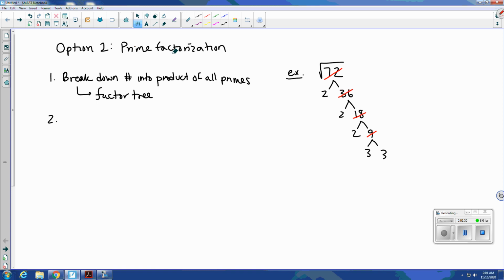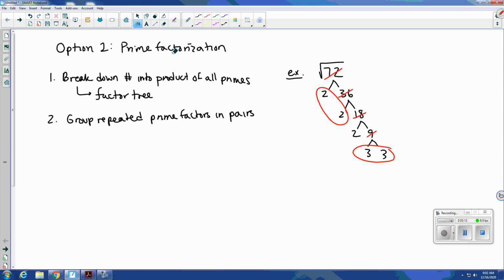Once we've broken down into the prime factorization, we are going to group repeated prime factors in pairs. So 2 repeats, 3 repeats, and I'm going to pair them up. So I have one pairing of a 2, and I have one pairing of a 3. That other 2 cannot be paired with any other 2, so it's going to be remaining ungrouped.